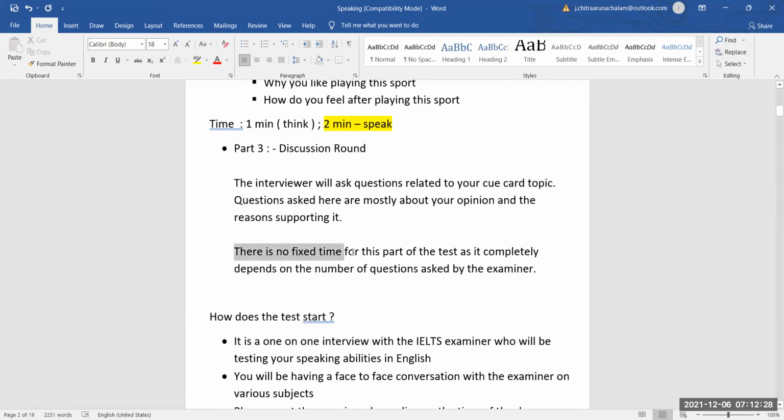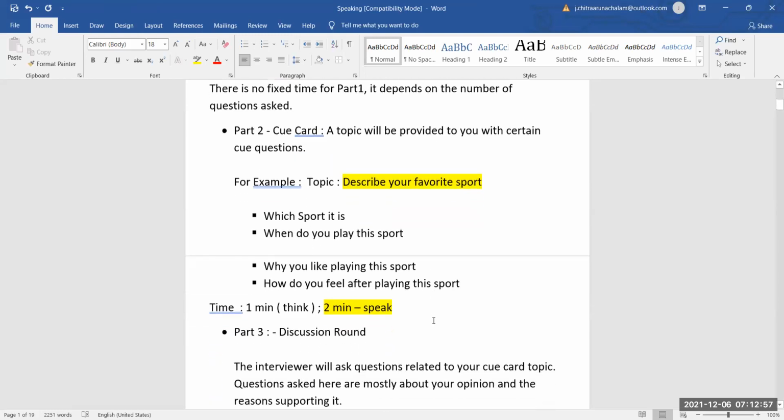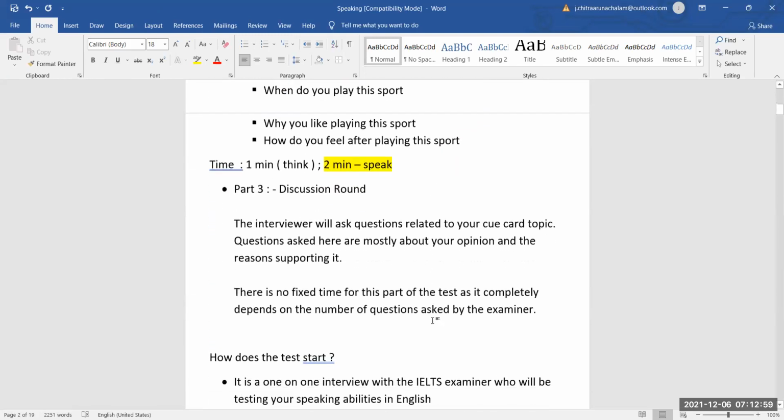There is no fixed time for this part, as it completely depends on the number of questions asked by the examiner. As I said for part 1, for part 3 also he may ask you 2 questions or 4 questions or even 10 questions, which we cannot predict. So these are the 3 parts. You must have a clear understanding of the structure of the speaking interview. What are the parts we have? Part 1, part 2, and part 3. Part 1 is personal details, part 2 is the cue card, and part 3 is the discussion round.